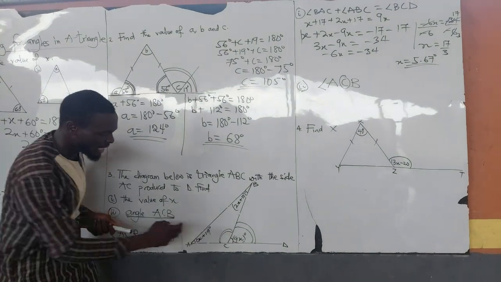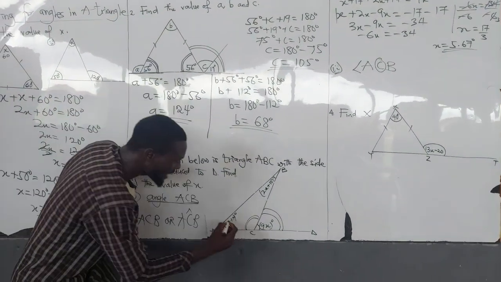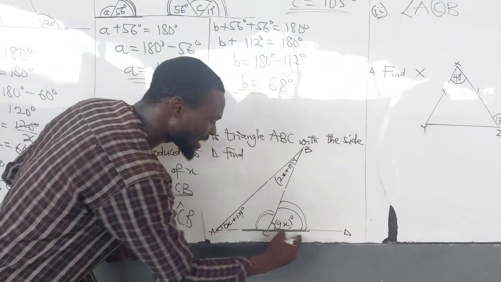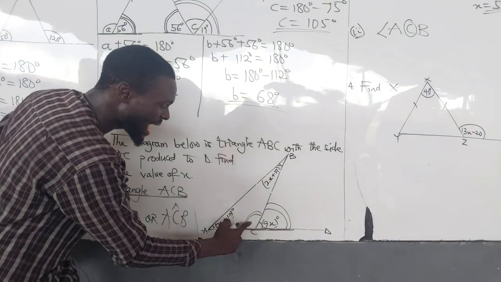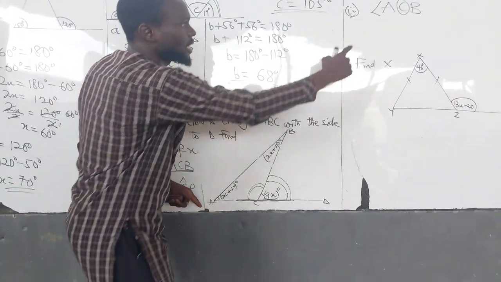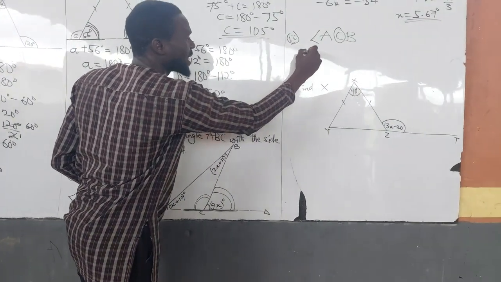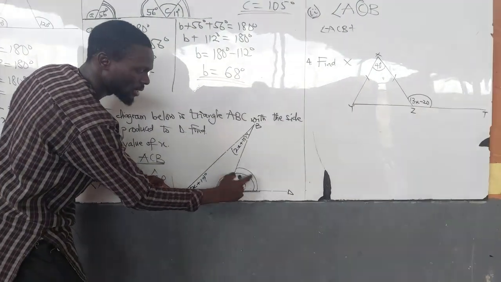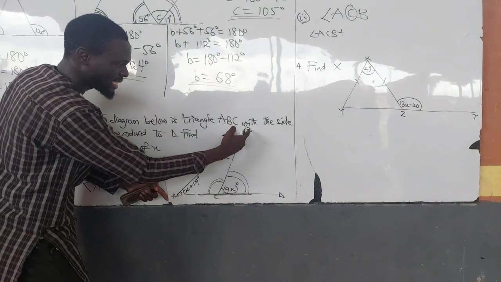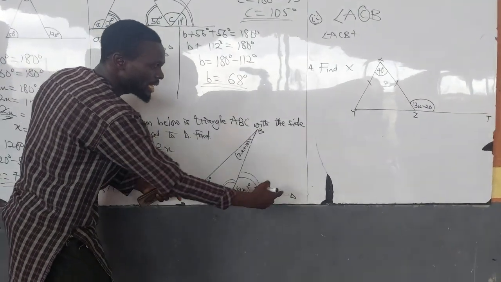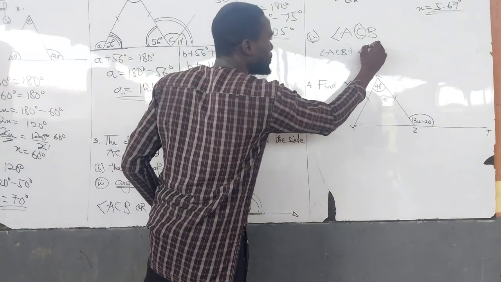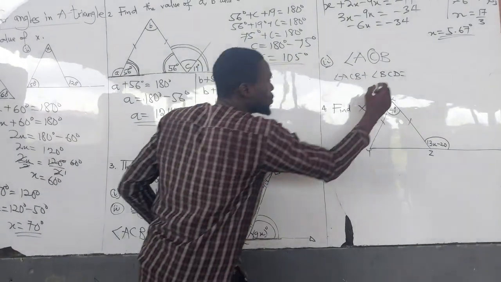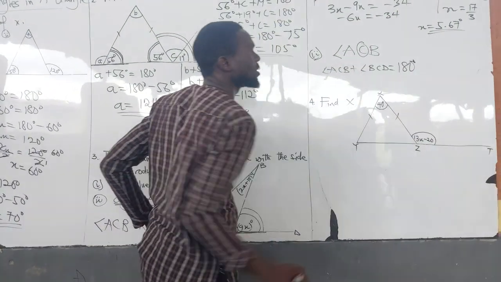So what is the angle? This is the angle. So now take this as a straight line. So the angle here, in terms of vertex, is this one. So we say angle ACB plus the angle here. In terms of vertex, it is what? BCD. So angle BCD. Since it is a straight line, we equate it to 360.